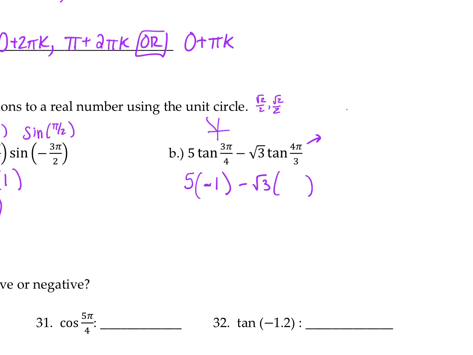Tangent at 4 pi over 3, well, 4 pi over 3, my coordinate is negative 1/2, negative root 3 over 2. So y over x would give me an answer of root 3. So I'm going to have negative 5 minus, well, root 3 times root 3 is root 9, which is 3. So negative 5 minus 3 would be negative 8.